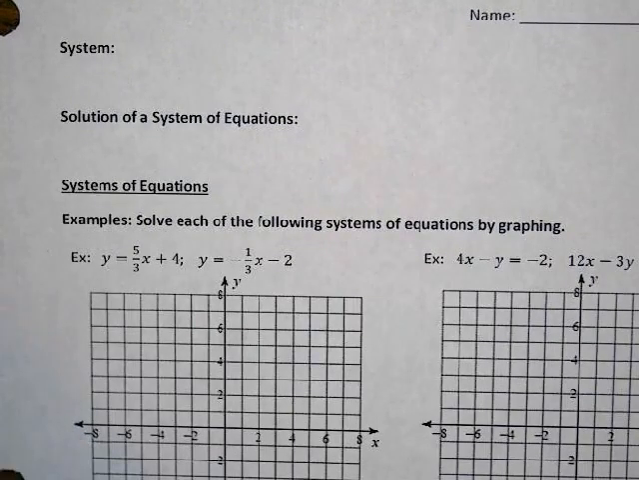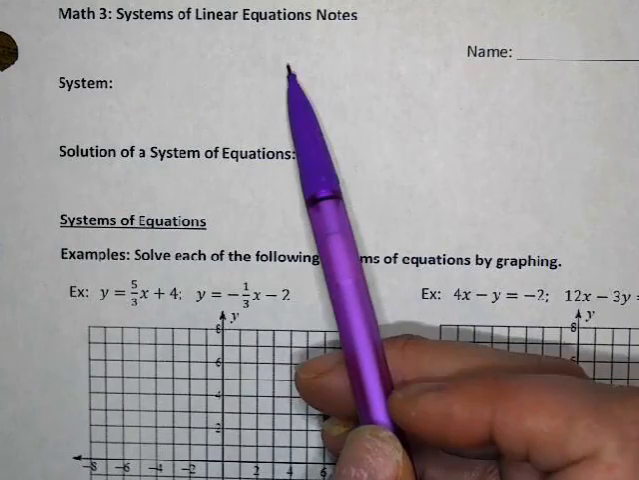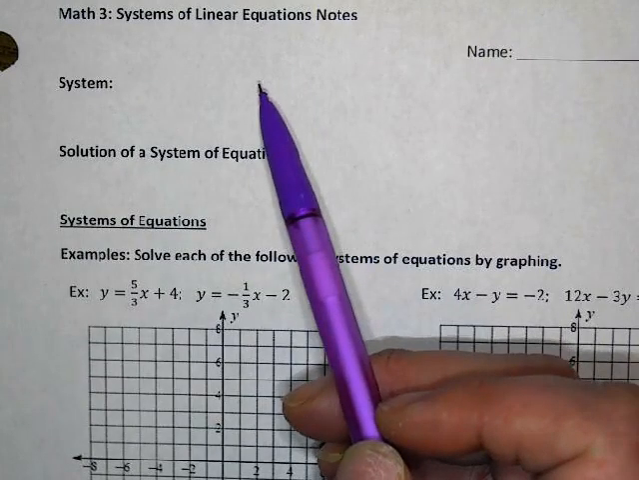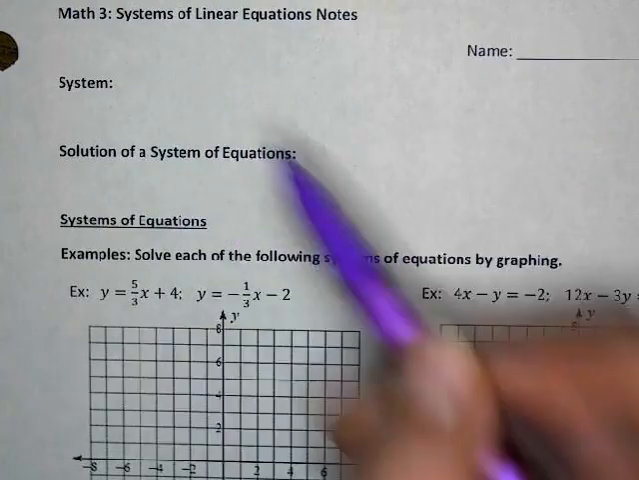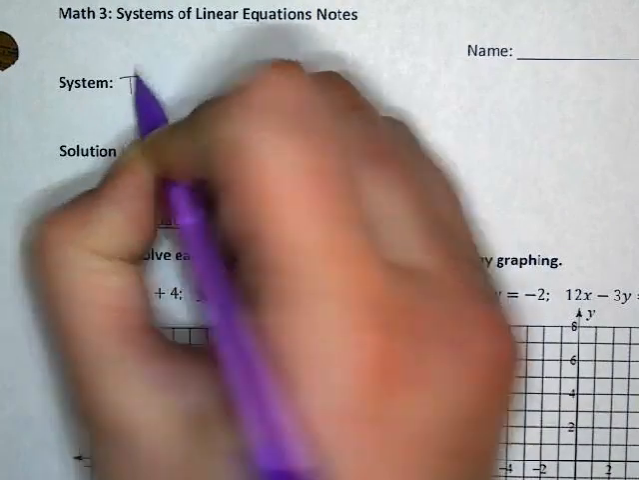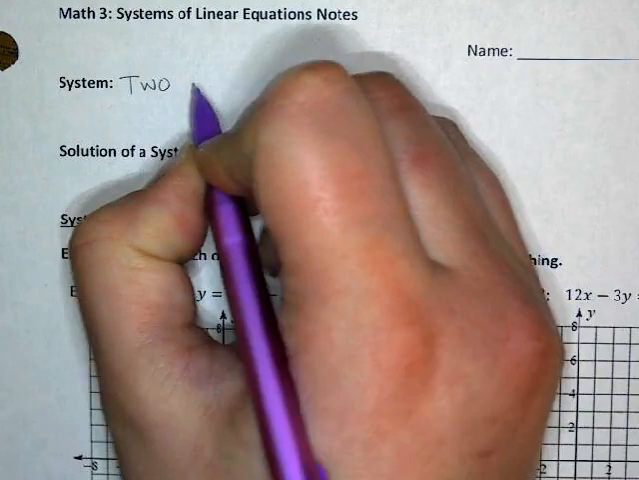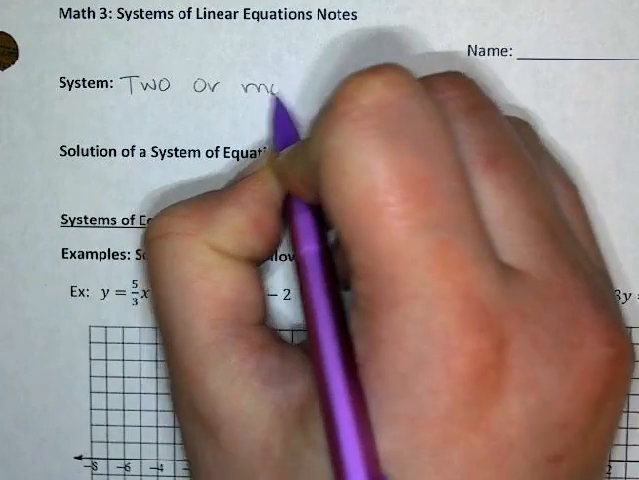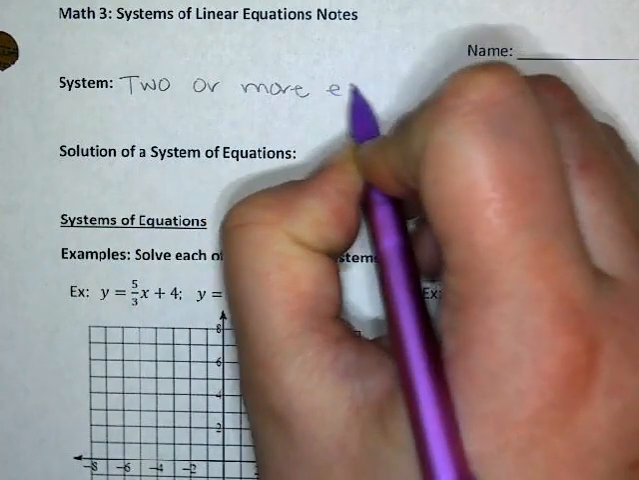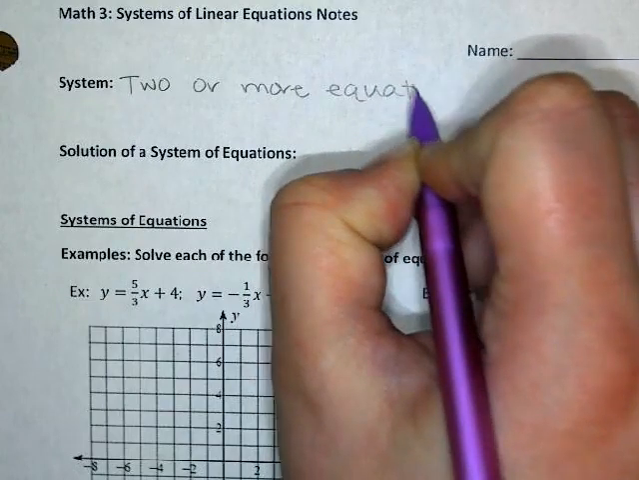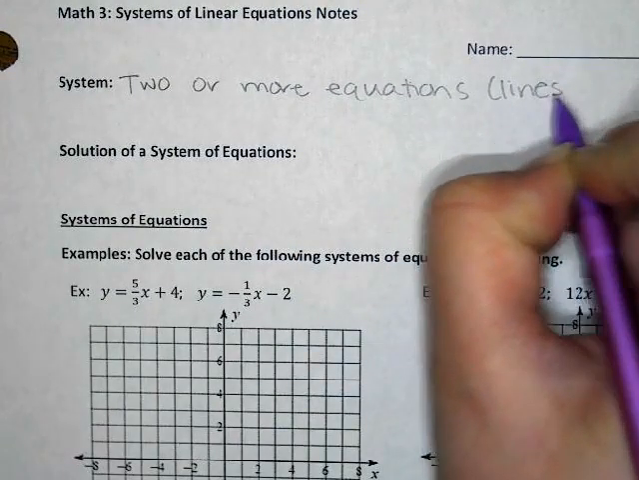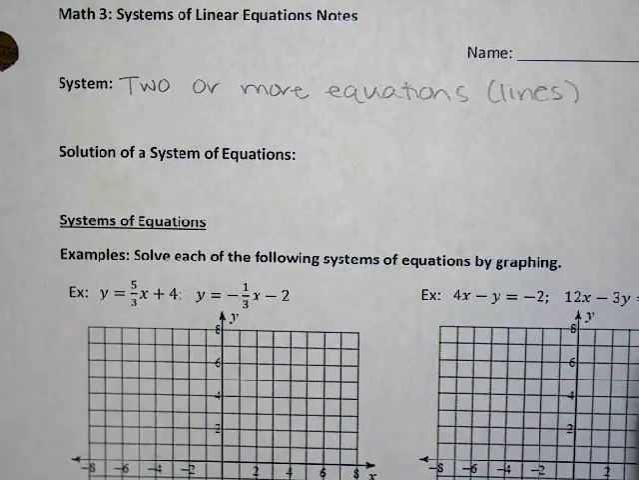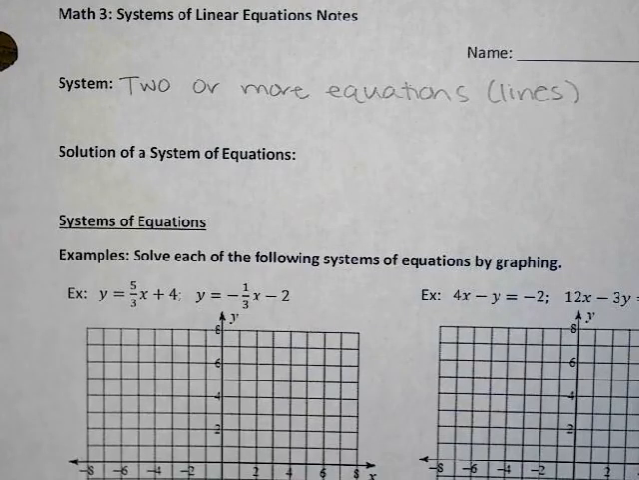So on the notes, today we're going to be going over a system of linear equations. A system of equations is two or more equations. And the equations that we're going to be graphing are lines. So two or more equations, which means two or more lines.